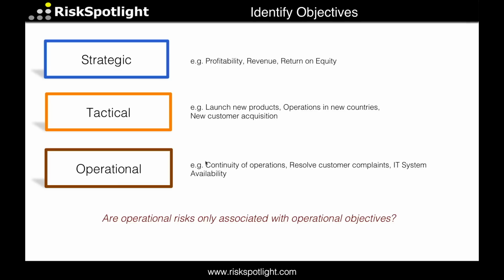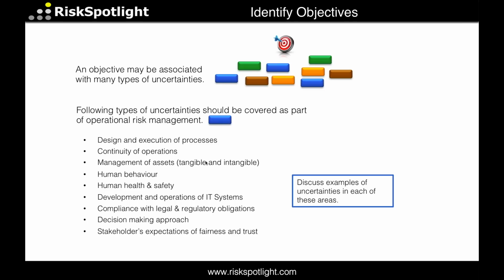So the first question for the group is, are operational risks only associated with operational objectives? You can try to answer yes or no. Okay, I think most answers are no. You're correct, it's not necessarily associated with operational objectives, because if we look at people, process, and systems, those uncertainties can also impact strategic objectives. They could also impact tactical objectives. So these are the elements we want to look at.